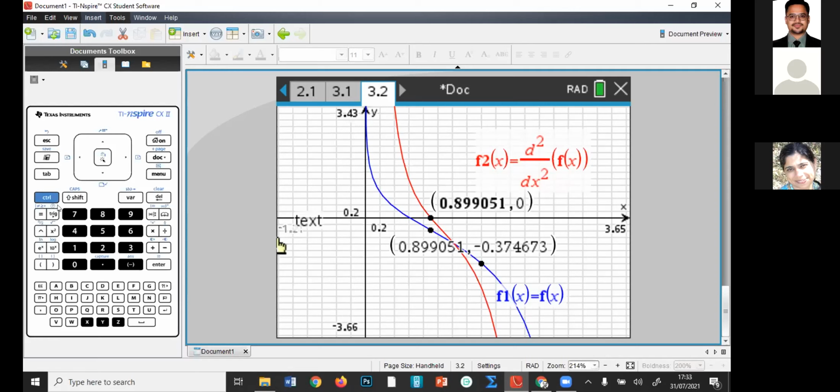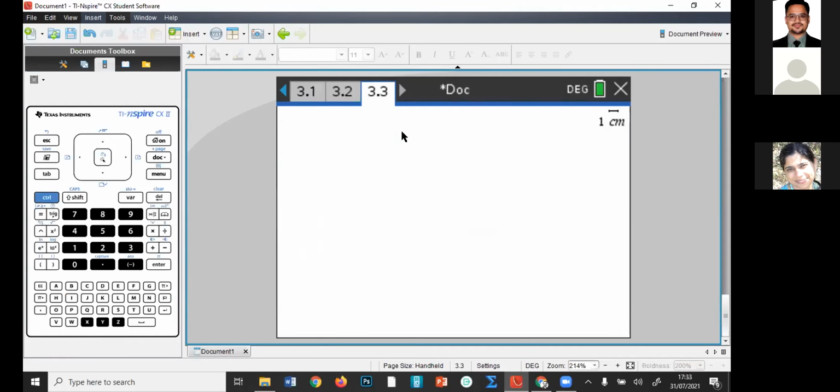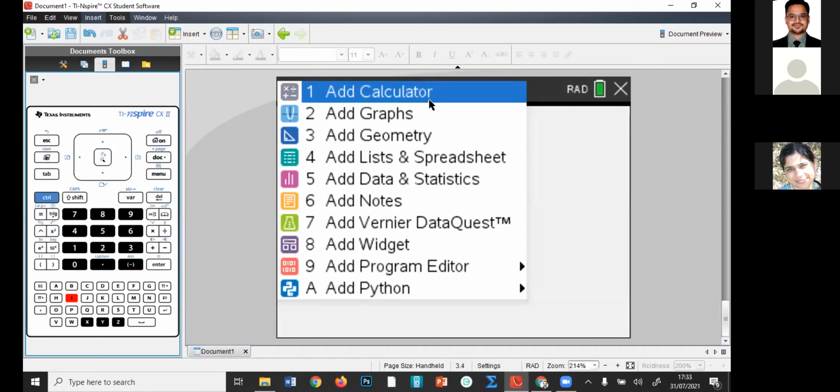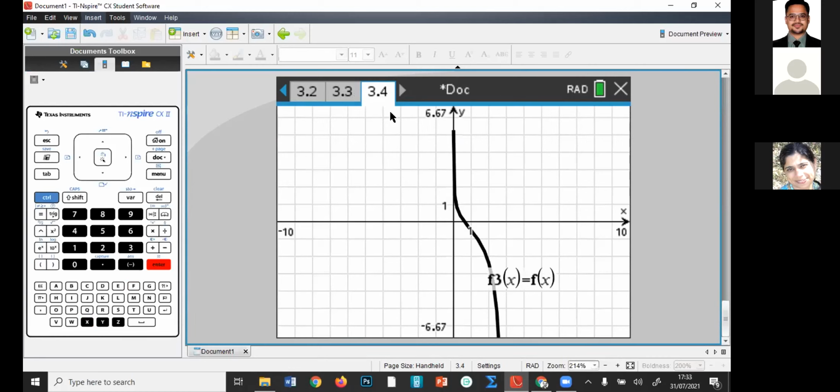So I would like to open a new page here, new geometry page. Did I open the wrong page? Yes, I think I opened the wrong page here. A graph page I'm supposed to open. So I'll just enter f(x) and enter.